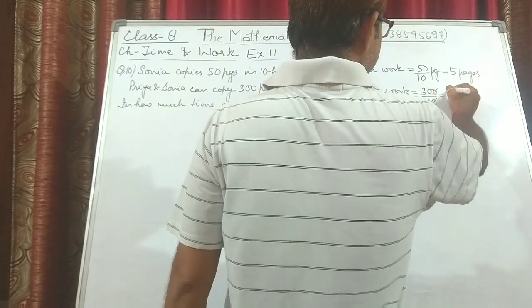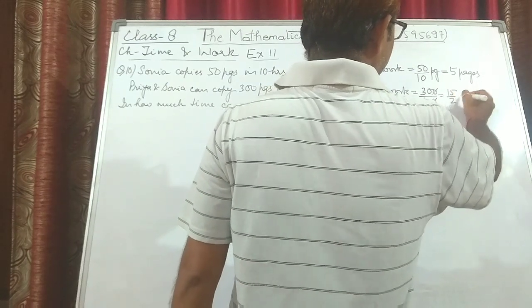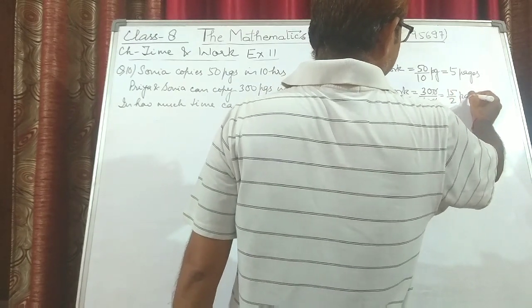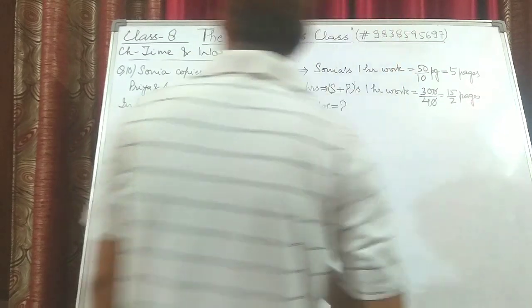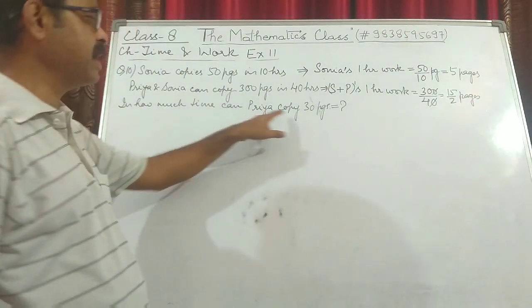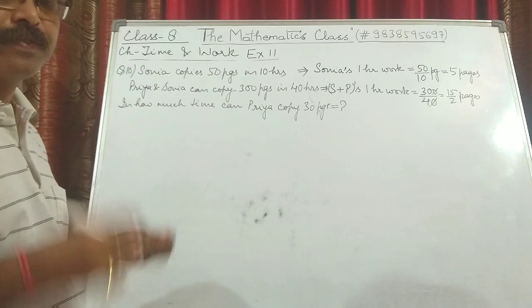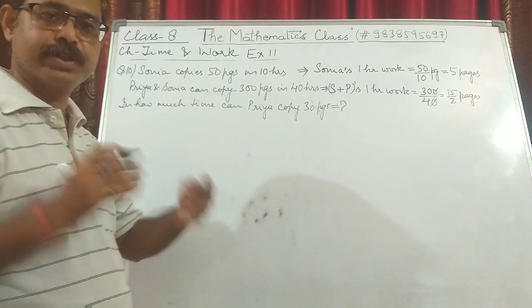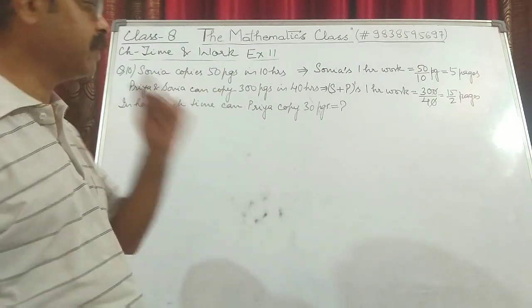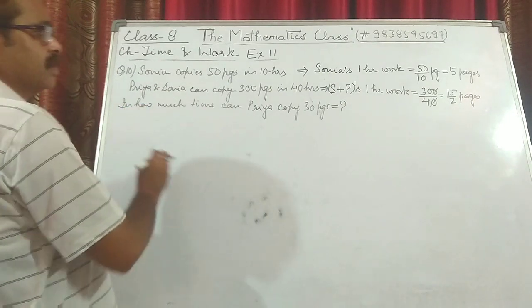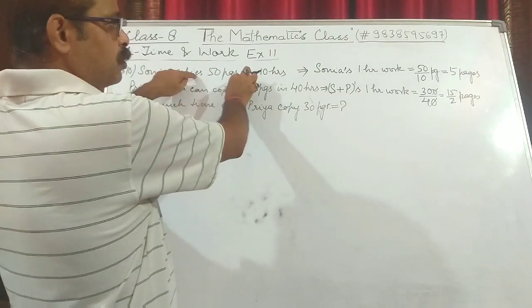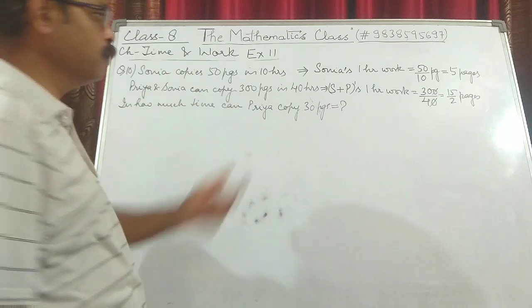15 upon 2 pages they can copy. We have to find in how much time Priya can copy. So first we will find out Priya's efficiency of copying in 1 hour. How will we find? This total minus only Sonia will give you Priya's.